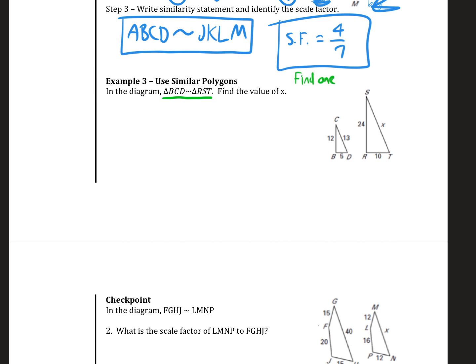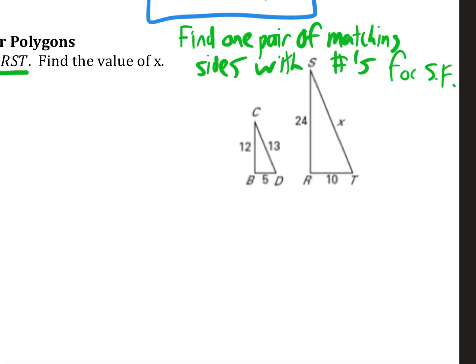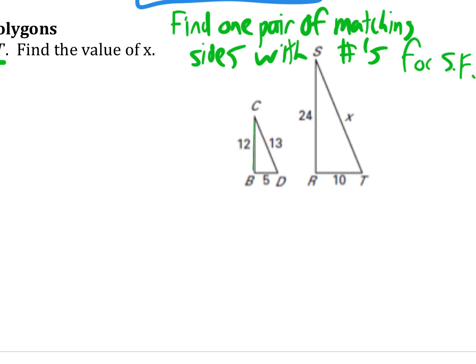one pair of matching sides with numbers for the scale factor, okay? We need numbers for both things to find the scale factor here, okay? So why don't we look at these sides here. So, for example, we know CB matches with SR, and we have 12 and 24.